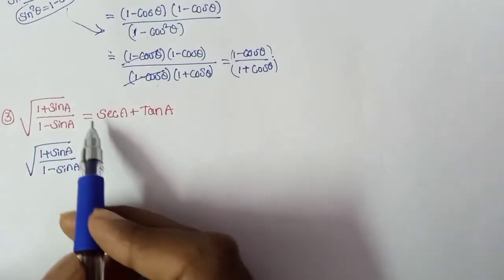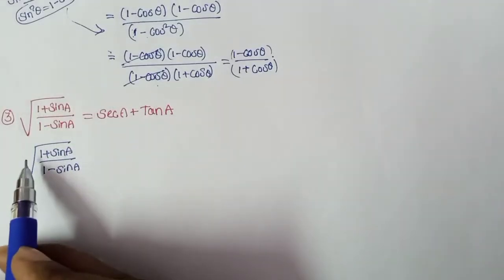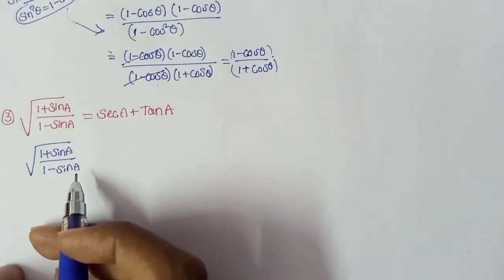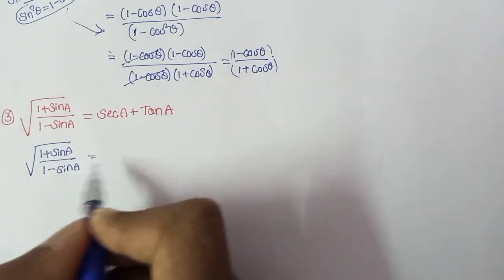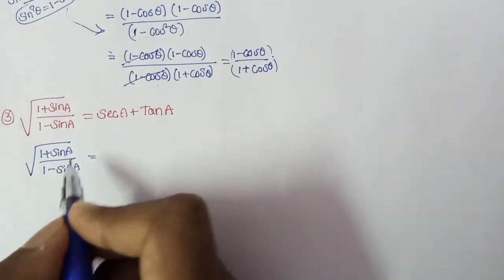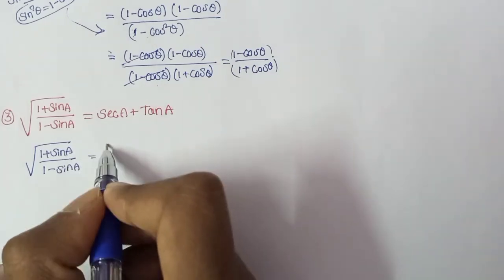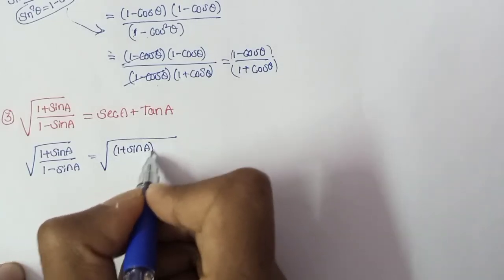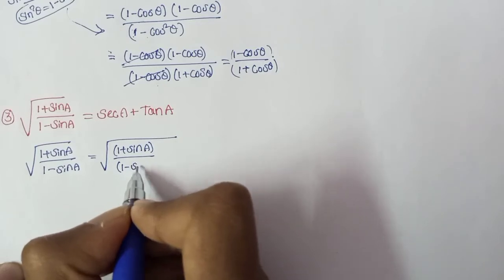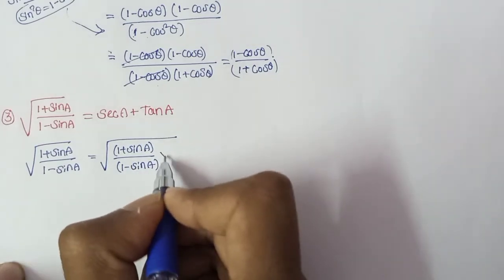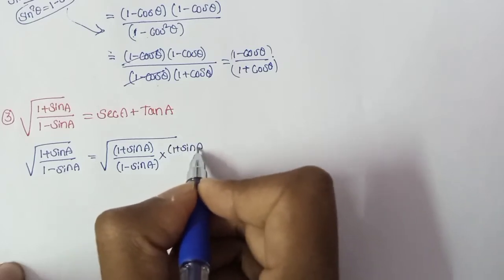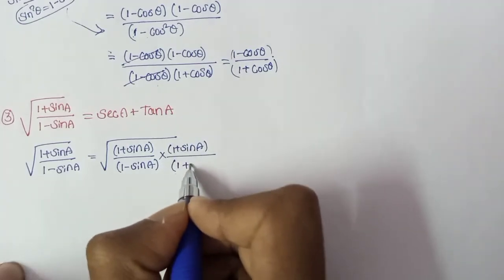Here the root is there, and on the other side no root is there, so we want to take off this root. First I want to eliminate the root from the numerator. So what I do is multiply numerator and denominator by 1 plus sin a. So 1 plus sin a divided by 1 minus sin a; I'll multiply and divide with 1 plus sin a here.